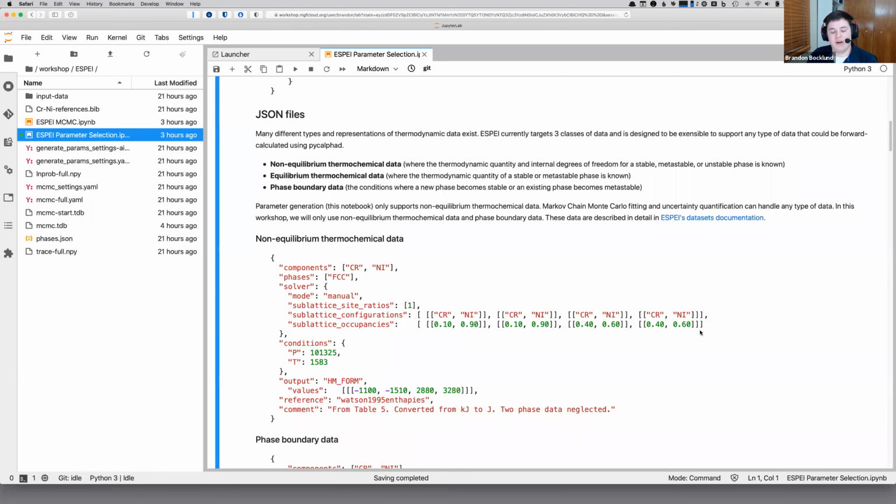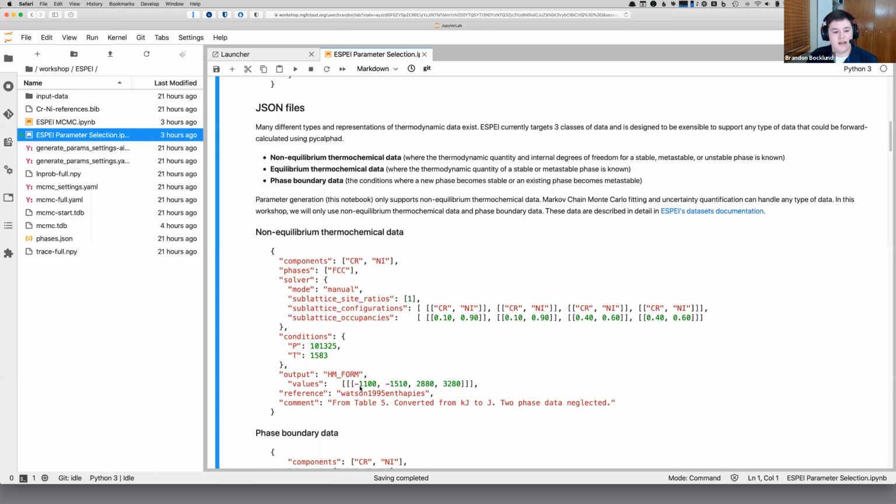And so we have 4 measurements here, and those correspond with 4 values of type HM form. And so the idea here is that these correspond not exactly, but very closely to PyCalPhad's output key that Richard just talked about. And so you can do HM form or HM mix. And then if you have equilibrium thermochemical data, you can use HMR and use your own reference state.